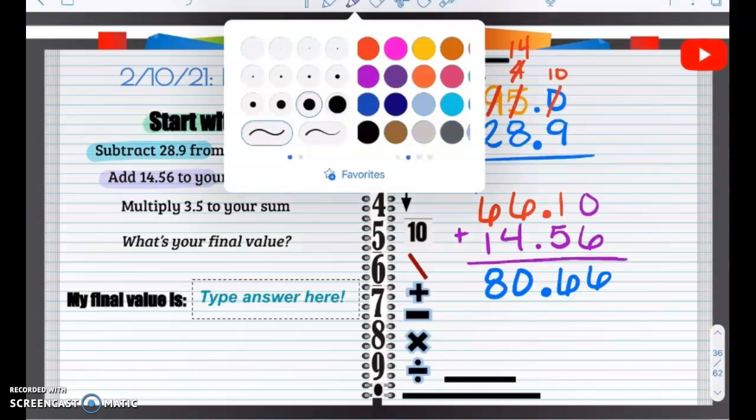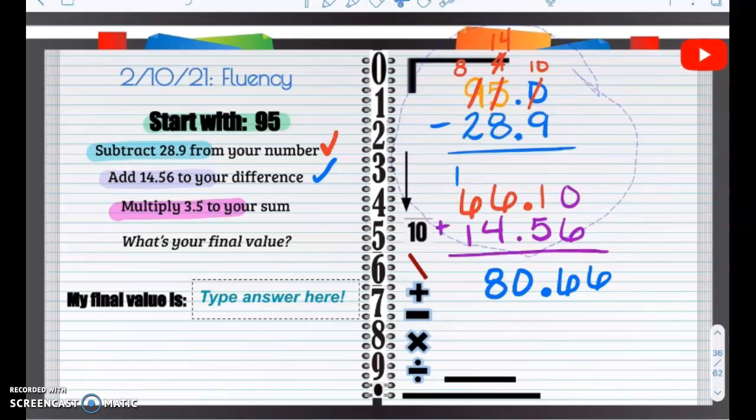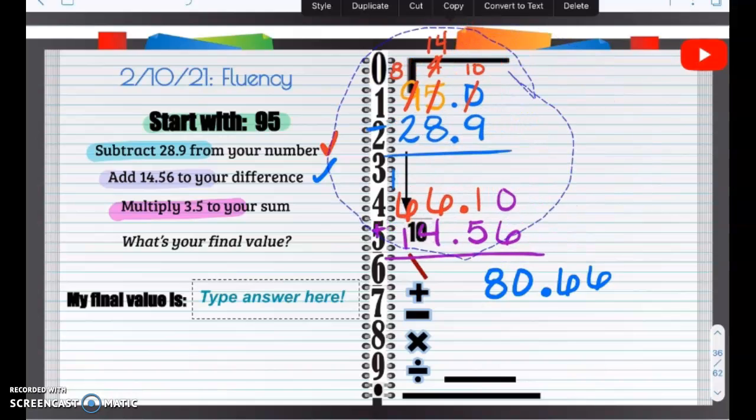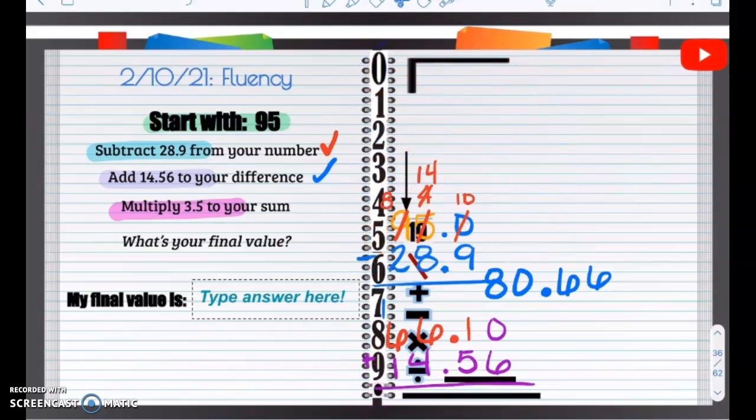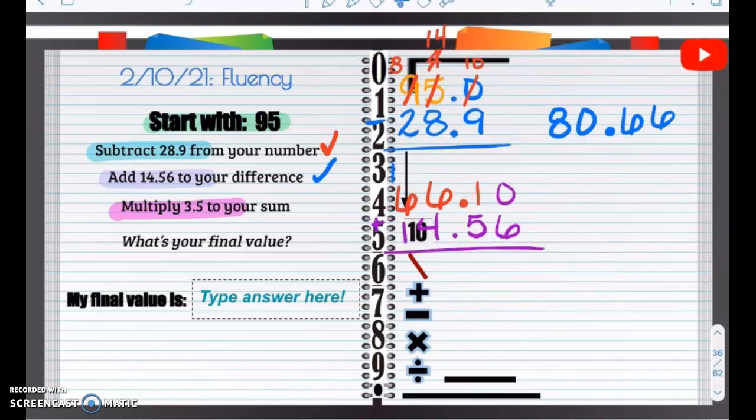Last but not least here, we are going to multiply 3 and 5/10 to your sum. So I'm actually going to move this stuff up here. I'll put it over there. All right, so we are going to take this and we are now going to multiply it by 3 and 5/10. Remember, we don't need to line up our decimals because we're multiplying. 3.5 and multiply. All right, so 5 times 6 is going to be 30.